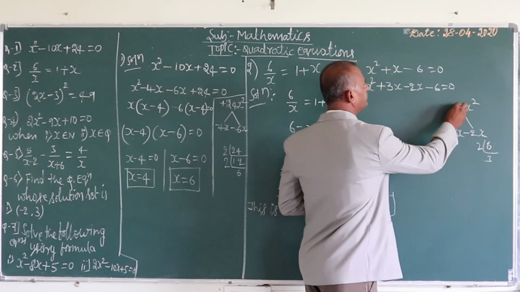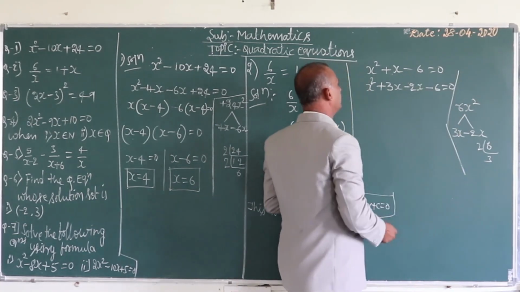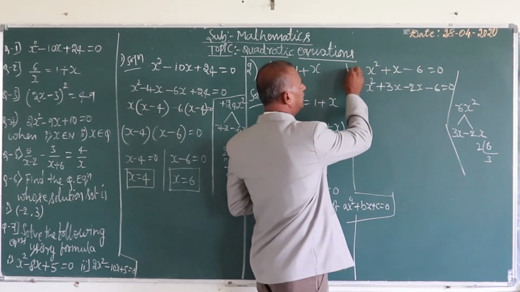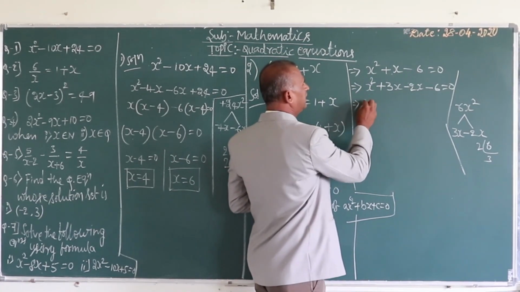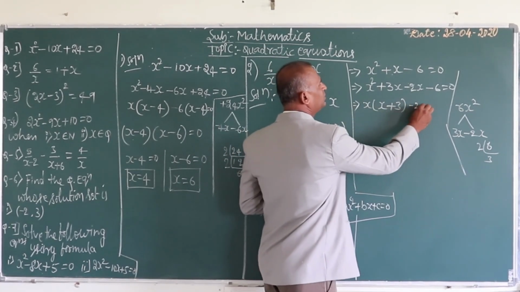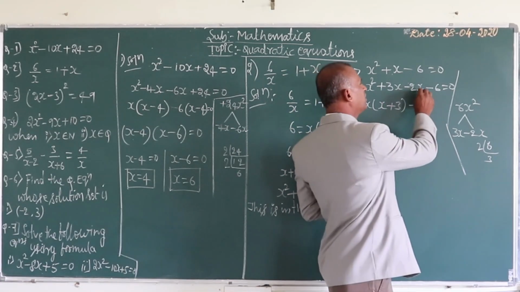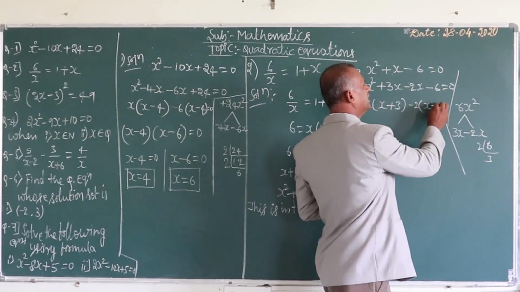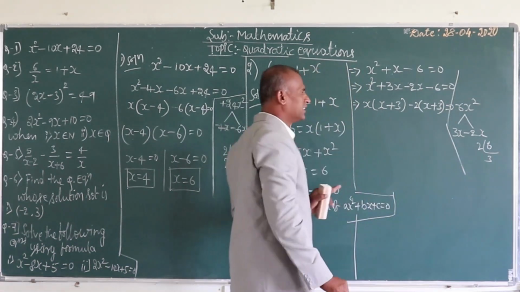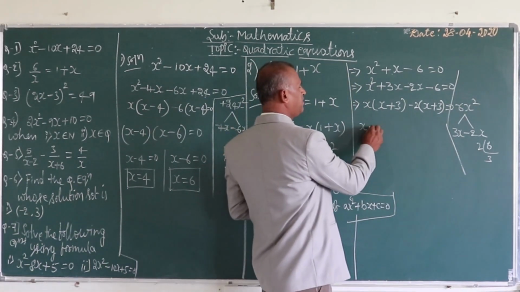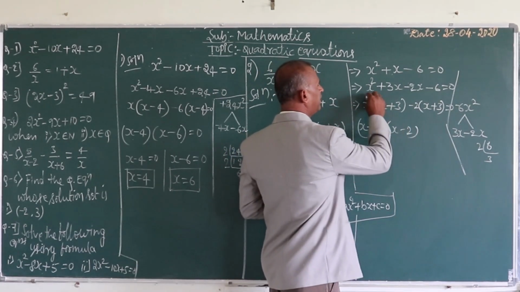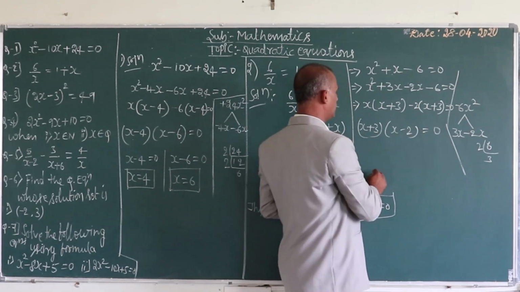Now see here, if you take x common, it becomes x plus 3. Now if you take minus 2 common, here also x will come, since 2 times 3 is 6. Now if you take x plus 3 common, x minus 2 will be remaining, equal to 0.